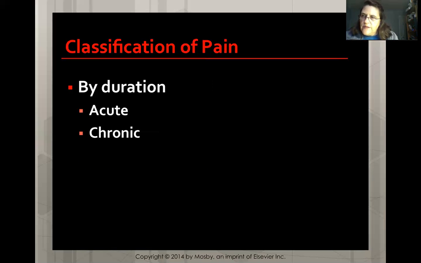We also classify pain by duration. We can have acute pain, and that is usually sudden onset and lasts less than 3 months. We expect sudden or acute pain to resolve. It decreases over time and goes away as recovery occurs. It includes post-operative pain, labor, and trauma pain.